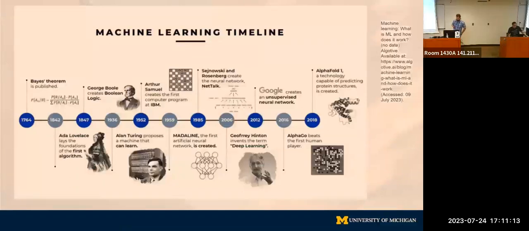So a little bit of a timeline for machine learning. Turing wasn't the only one. There are many really important scientists over the years, including Bayes. I'm sure most people here know of Bayes' theorem for probability. Ada Lovelace, who laid the foundation for the first ever algorithm. Alan Turing's mentioned there. George Boole, the person who's at fault for us always having to use a capital B in the word Boolean. Arthur Samuel, who created the first computer program at IBM, arguably what you would call a program, and arguably the first. Madeline, the first artificial neural network, was created in 1959.